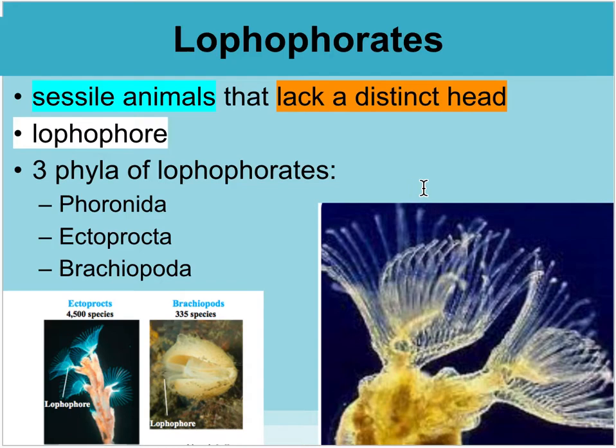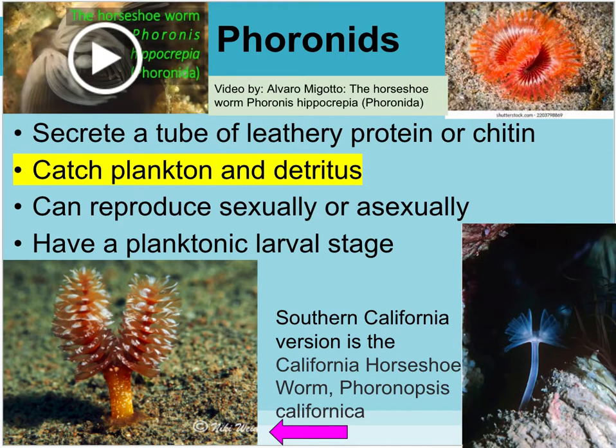Okay, so we're going to switch to Lophophorates, which not that much is known on, and we're going to go through them pretty rapidly. The first one that I want to talk about is the phoronids. Phoronids have a tube that they live in that they secrete of protein or chitin. They actually catch plankton and dead and decaying matter that is floating nearby them. Here is one form that we see in Southern California called the California horseshoe worm, and you can see why it's called the horseshoe worm.